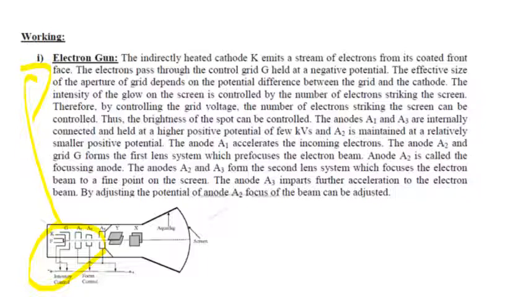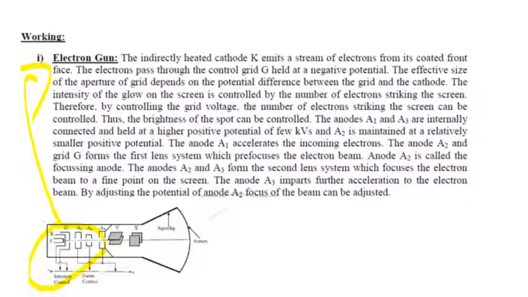Aperture size can be managed by applying potential difference. If we put the negative potential too high, then there will be no electron passage, or you can reduce it; this can be set. The intensity of the glow on the screen is controlled by the number of electrons striking the screen. Therefore, by controlling the grid voltage, the number of electrons striking the screen can be controlled. Thus, the brightness of the spot can be controlled.